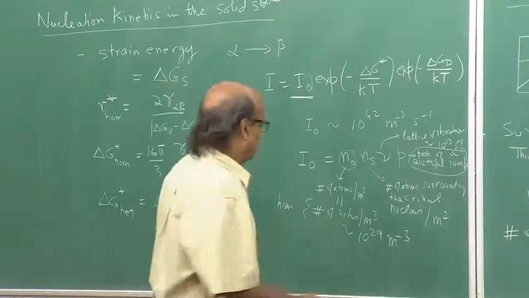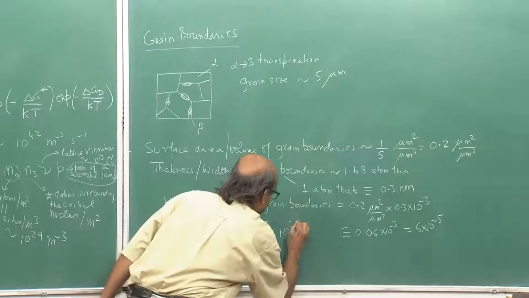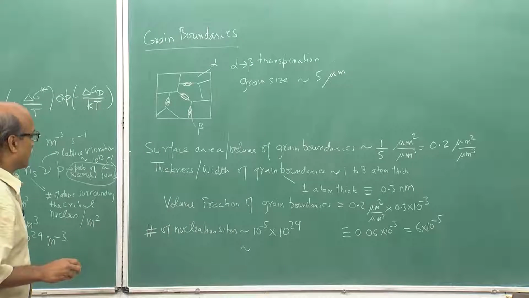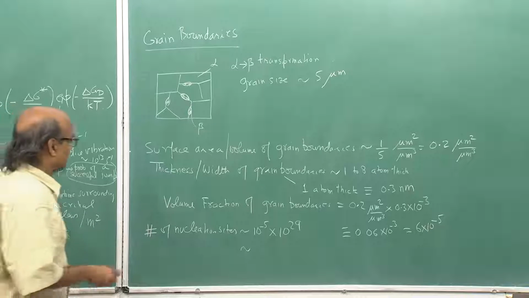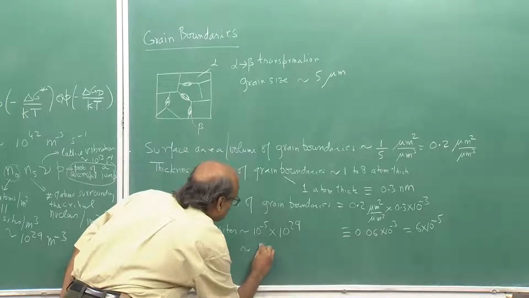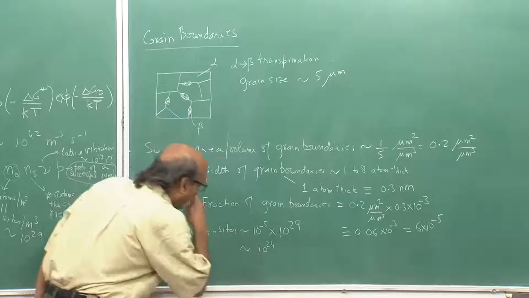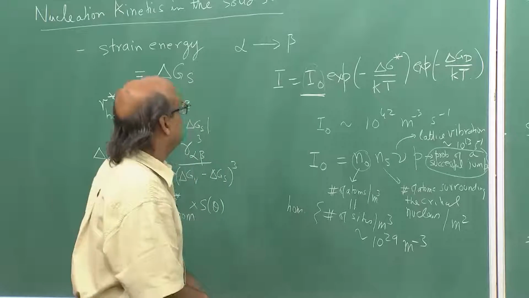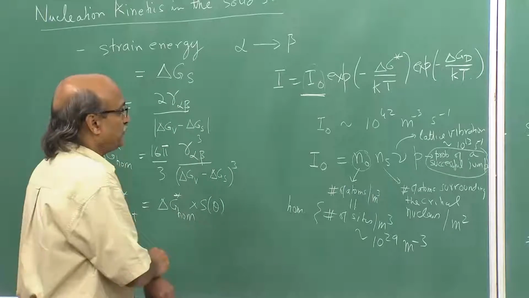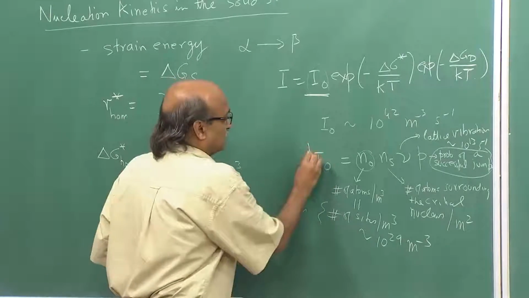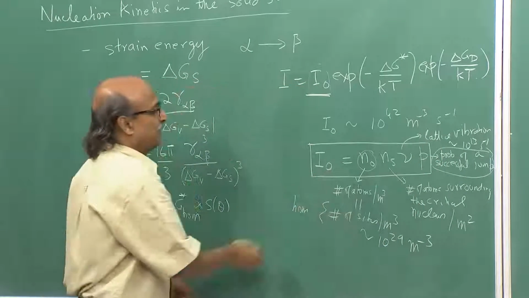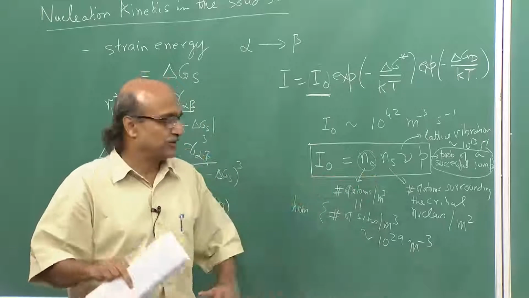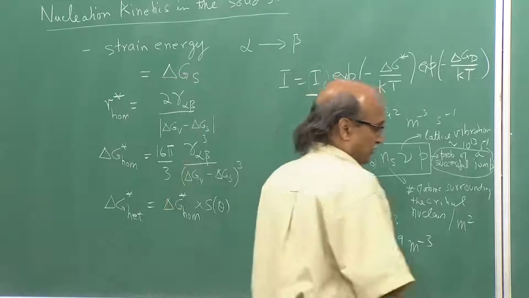So, all I have to do is multiply this with 10 to the power 29 and I will get an order of magnitude estimate of the nucleation sites on grain boundary as 10 to the power 24 per meter cube. So, therefore, I0 directly will become several orders of magnitude smaller as compared to the case of homogeneous nucleation.